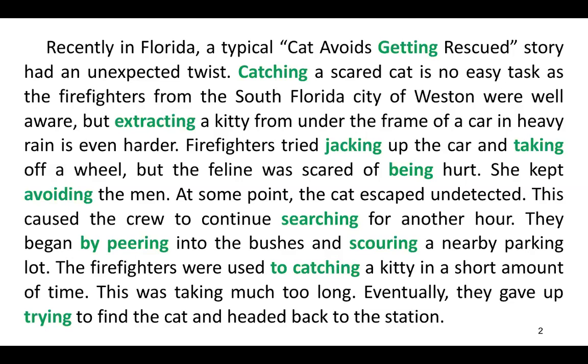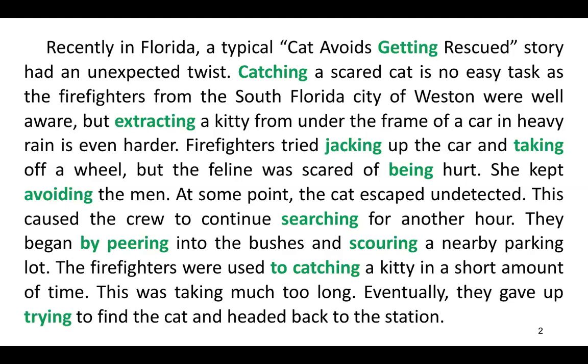This caused the crew to continue searching for another hour. They began by peering into the bushes and scouring a nearby parking lot. The firefighters were used to catching a kitty in a short amount of time. This was taking much too long. Eventually, they gave up trying to find the cat and headed back to the station.